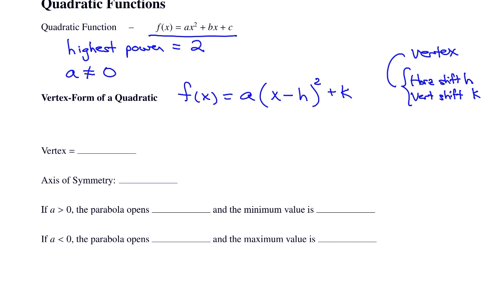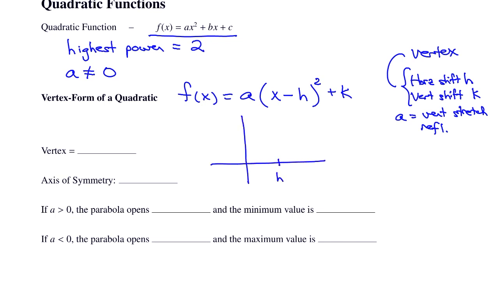And lastly, we have a, which controls the vertical stretch and reflection. And if it's positive, then it's a regular quadratic. If it's negative, then it's been reflected over the x-axis. Let me draw a little graph based on these transformations.